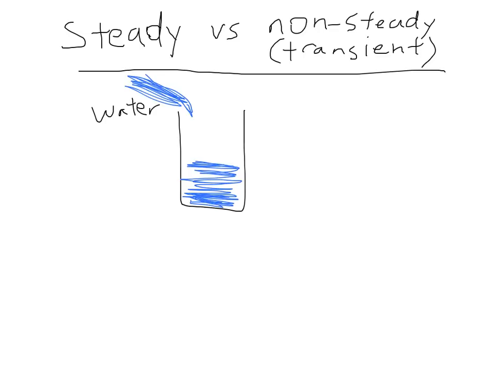This is an example of a non-steady or transient process because the height or the amount of water within the cup is changing with time. Depending on how long I've been putting the water into the cup, that will change how the height or how much water is in the cup. Now let's look at another process similar to this.